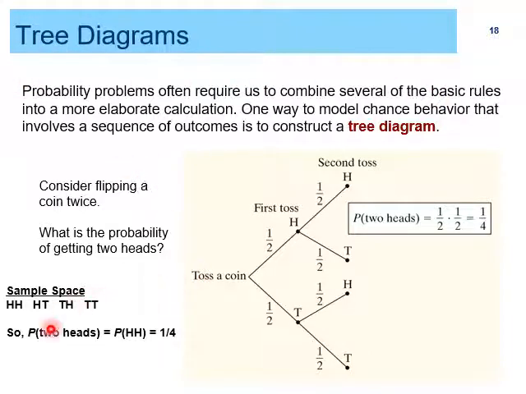Now it's asking for the probability of two heads. Where are the two heads? So we can see one head is here, one head is here. So to get the probability of getting two heads, we will multiply these two probabilities. We will get 1 by 2 into 1 by 2, that is 1 by 4.